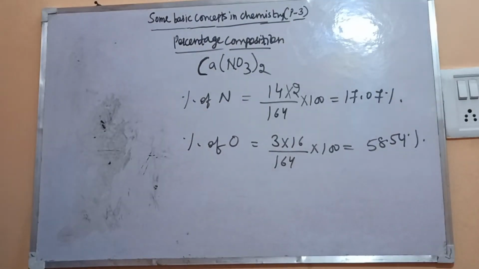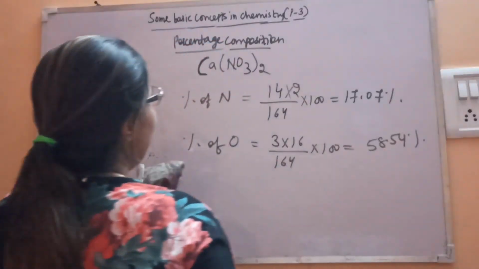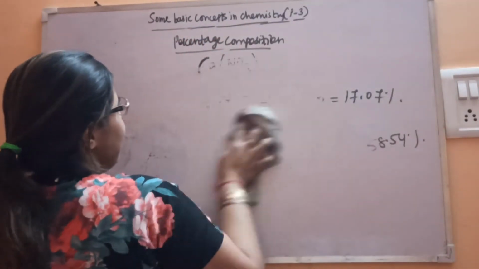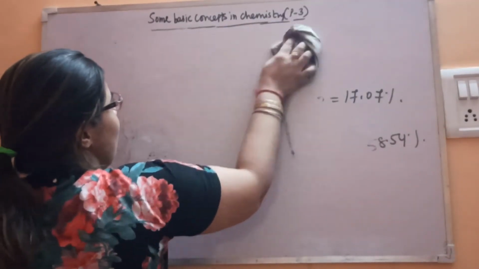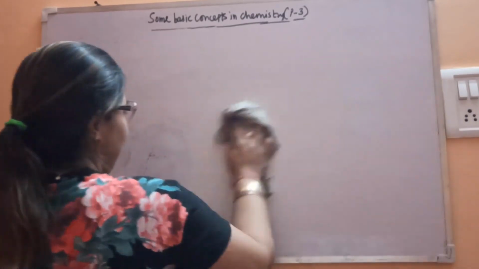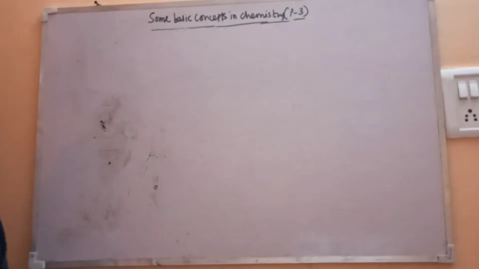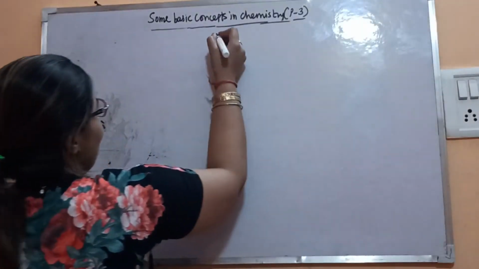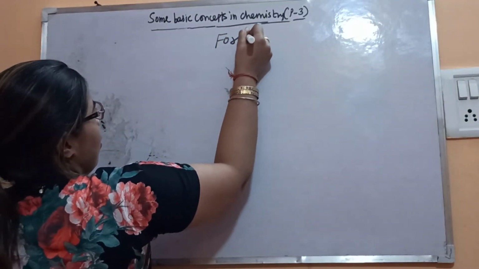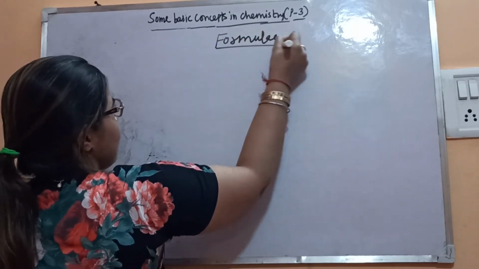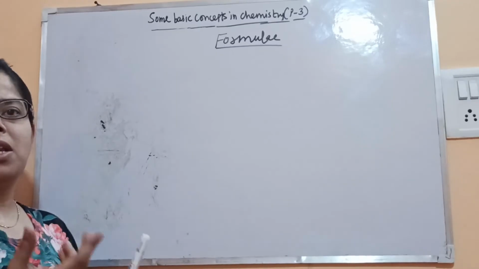Now let's start with the new topic related to this. Now as we are talking about the chemical formula, what is the formula basically? What do you understand by formula and what is the significance of that? Okay, formula. In mathematics also you are learning so many formulas. So what does a formula give? What is the significance of it?